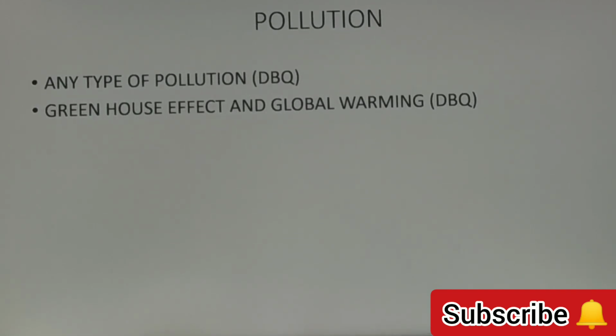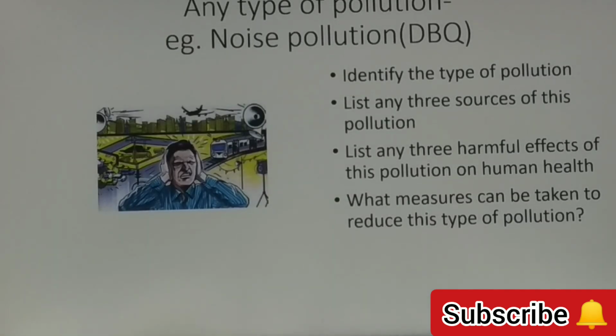From this chapter you can expect diagram based questions. First one, the diagram of any type of pollution can be given. As you can see here, I have taken the example of noise pollution. So study the picture carefully and try to answer the questions that are given. Here you can see the questions: identify the type of pollution, list any 3 sources of this pollution, list any 3 harmful effects of this pollution, and what measures can be taken to reduce this type of pollution.